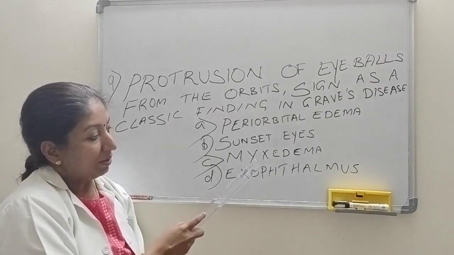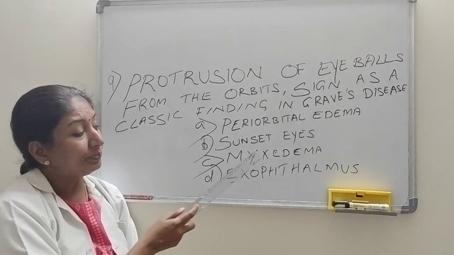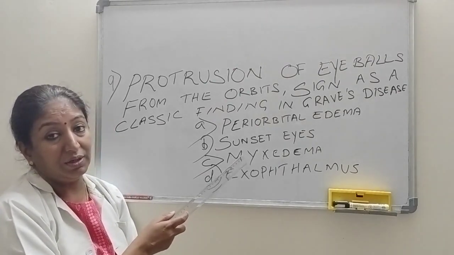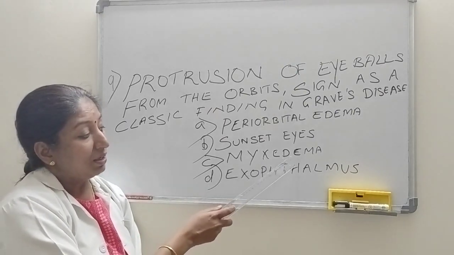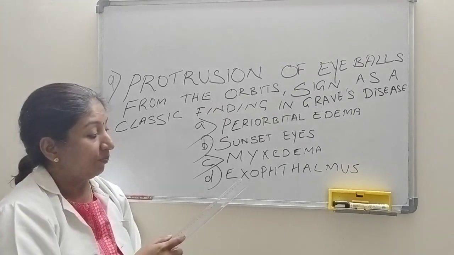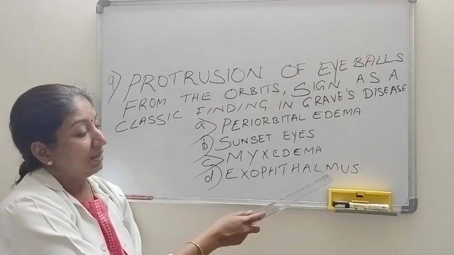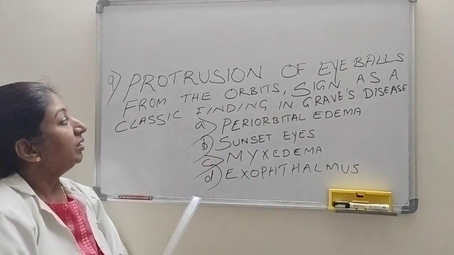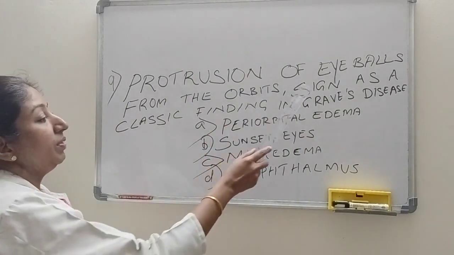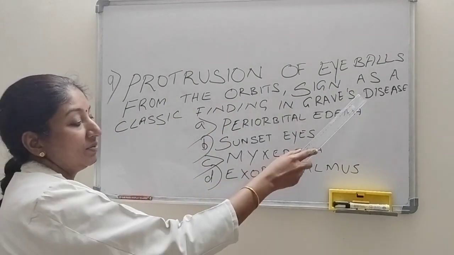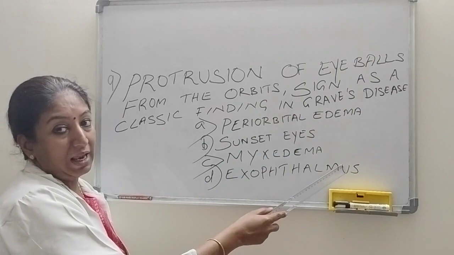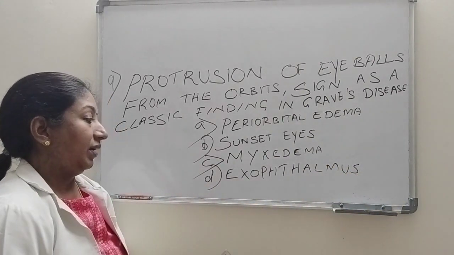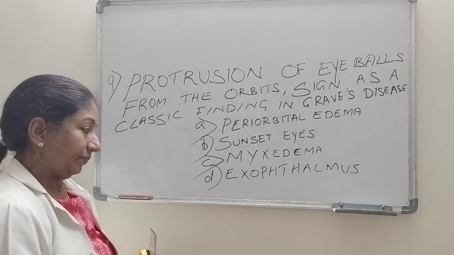Next is myxedema. Myxedema is due to hypothyroidism, because if untreated, in severe cases it can lead to myxedema coma. Exophthalmos. Exophthalmos is the protrusion of the eyeballs. So the protrusion of eyeballs from the orbit as a classic finding in Graves' disease is exophthalmos. So the answer to this question is exophthalmos. Okay.